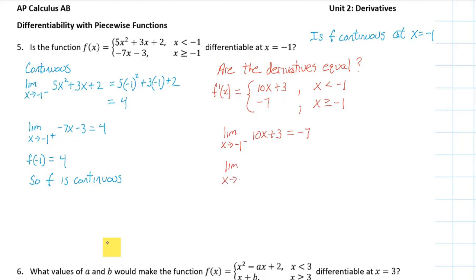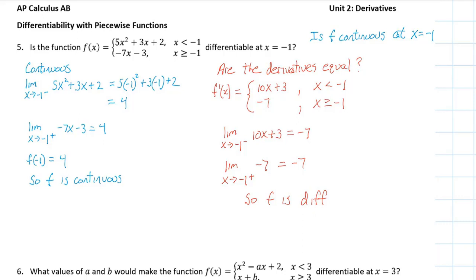The limit as x goes to -1 from the positive side, which is the function -7. So that's always equal to -7. That's the derivative. Remember, I'm not taking the derivative of -7. That is the derivative. These two derivatives are equal, so f is differentiable. So I need to show that it's continuous. If it's not continuous, I quit. And then I need to show that the derivatives are equal to each other as well.